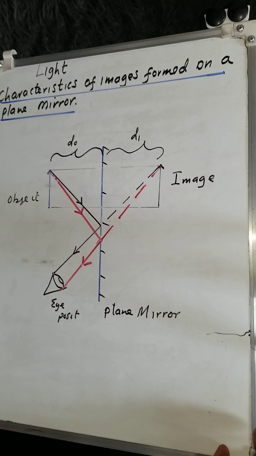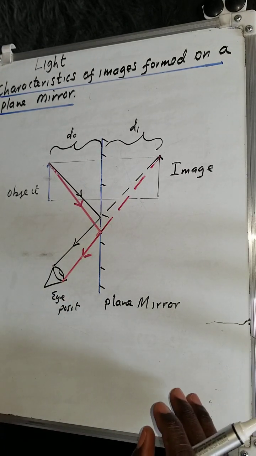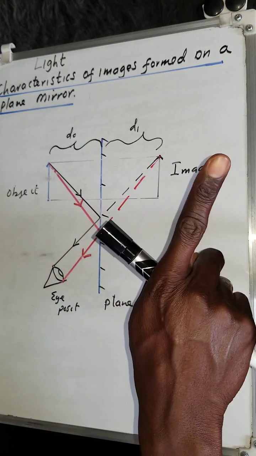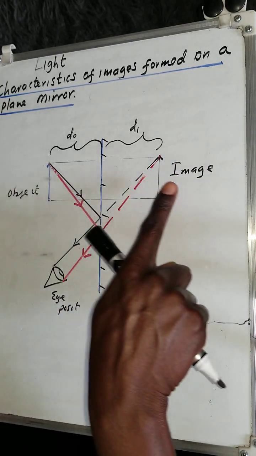So this is the way we actually draw a ray diagram to show how the image is formed. So the key point, you need to first of all locate the image.